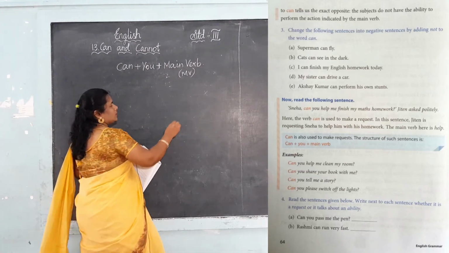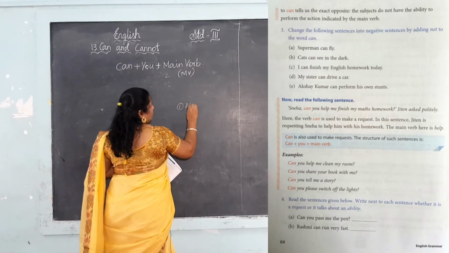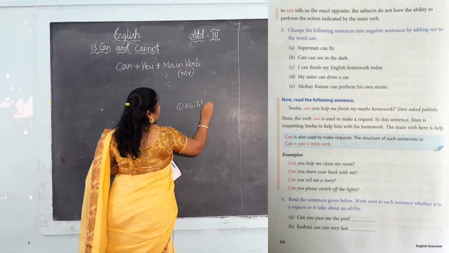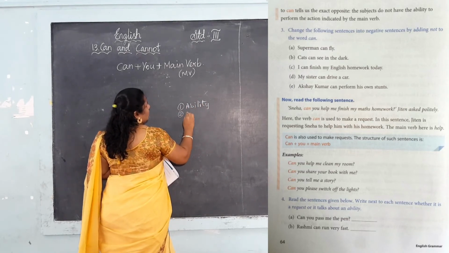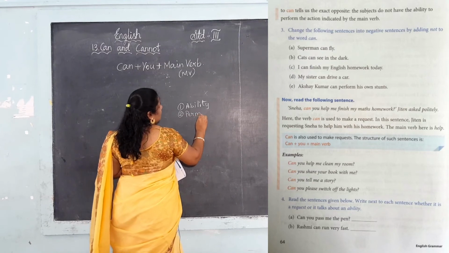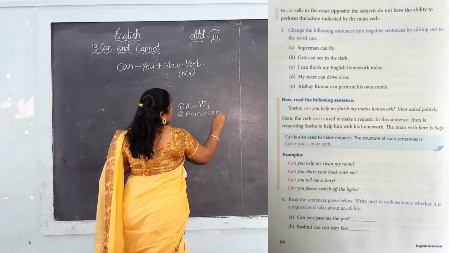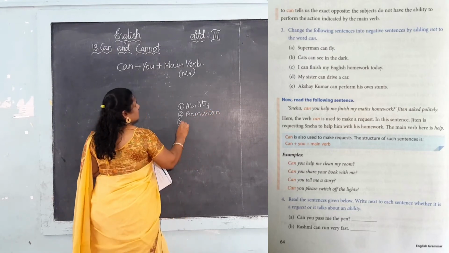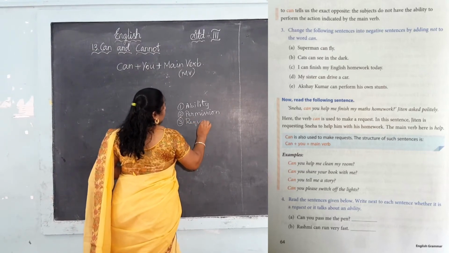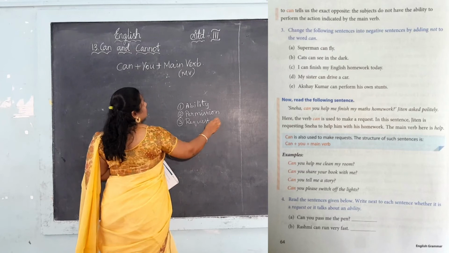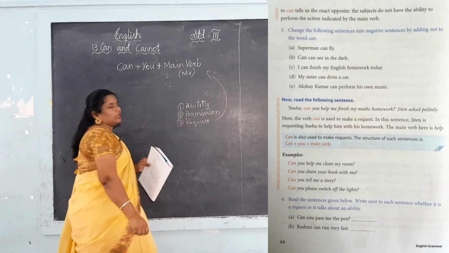Already we learned the first one is ability, right? Ability means I can do this. And the second one is permission. Already we learned in the last topic, right? Permission means it is asking permission. Then next one is request. Request means this. Okay, this is the structure of request.